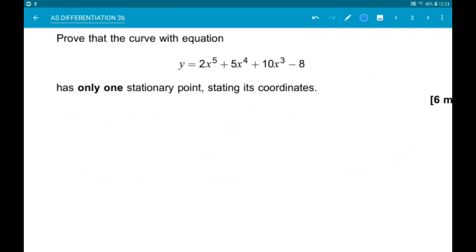Okay, number 2. Prove that the curve with equation y equals 2x to the 5 add 5x to the 4 add 10x cubed add 8 has only one stationary point, stating its nature, 6 marks. So again, a good way to start, at stationary points dy by dx is equal to 0, and find dy by dx.